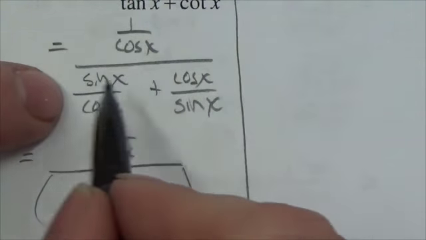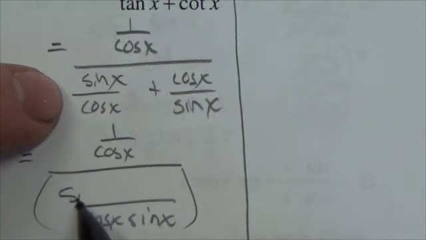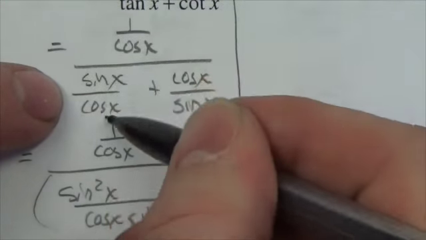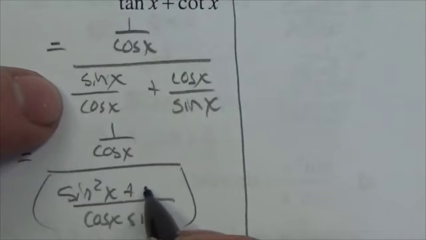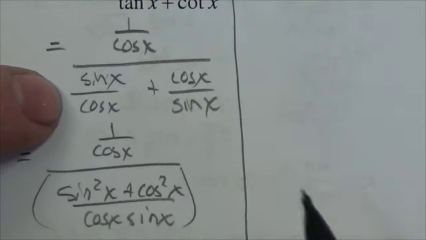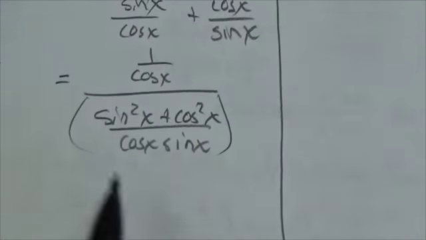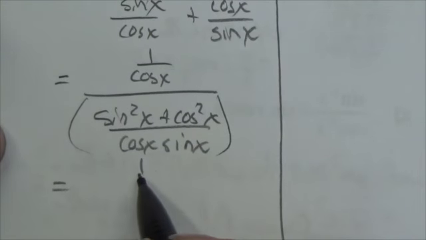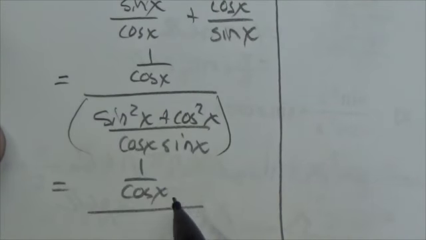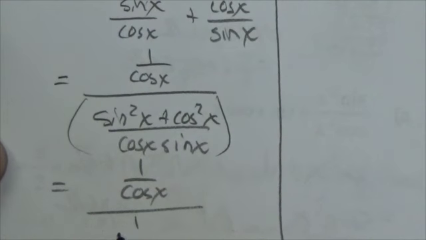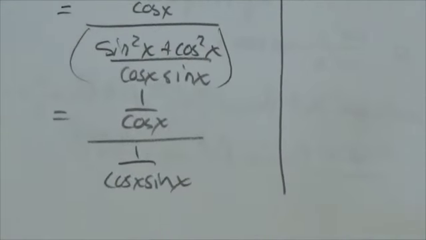If I do that, here I'm going to get sine squared of x because I have to multiply numerator and denominator by sine x. Over here I'm going to get the cosine squared of x. Okay? Sine squared plus cos squared. There's the Pythagorean identity that I was looking for. This is going to be 1 over the cosine of x sine of x. So, sorry, there you go.